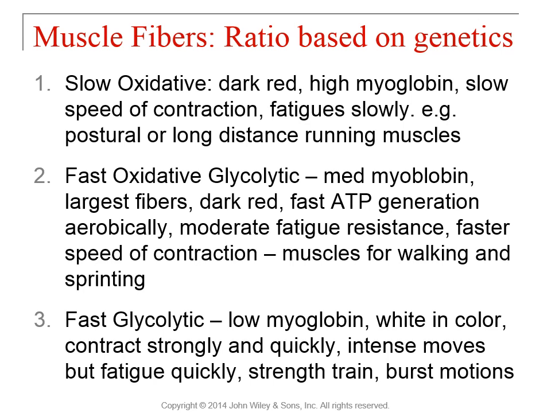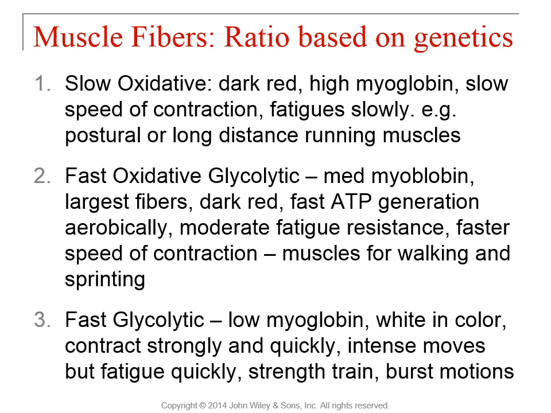Your fast oxidative glycolytic would be medium levels of myoglobin. Like I said before, these are going to be your in-between fibers. They tend to be dark red. They have fast ATP generation aerobically, moderate fatigue, and fast speed of contraction. These are muscles for walking, sprinting, also for doing kind of weightlifting as well.